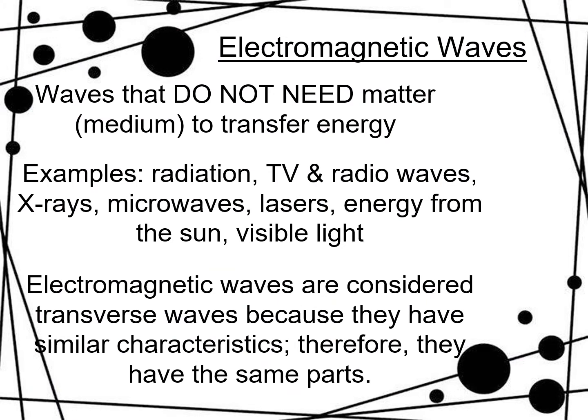Okay, electromagnetic waves, as I said, do not need matter to transfer energy. Best examples are radiation, TV, radio waves, microwaves, X-rays, lasers, energy from the sun, and visible light. Bakit sila electromagnetic waves? Kasi hindi na po kailangan nila ng ibang objects para makapag-transfer ng wave. So automatic, if you use gadgets or devices o kaya TV, automatic, they produce radiation or electromagnetic waves. Electromagnetic waves are considered transverse waves because they have similar characteristics, therefore they have the same parts.